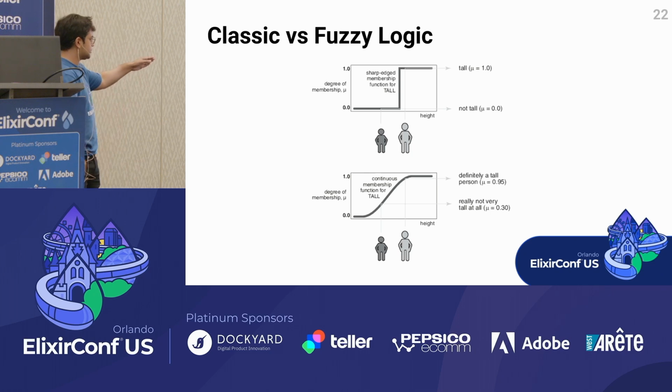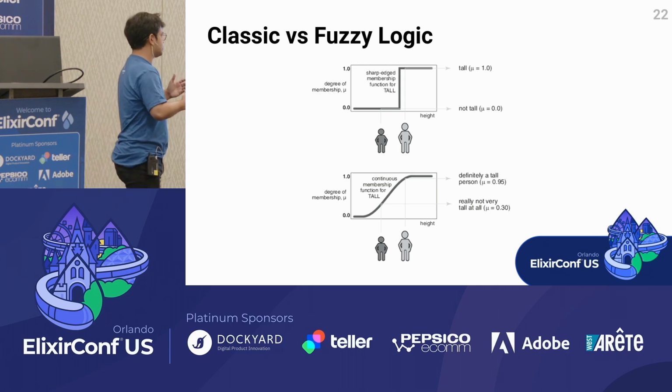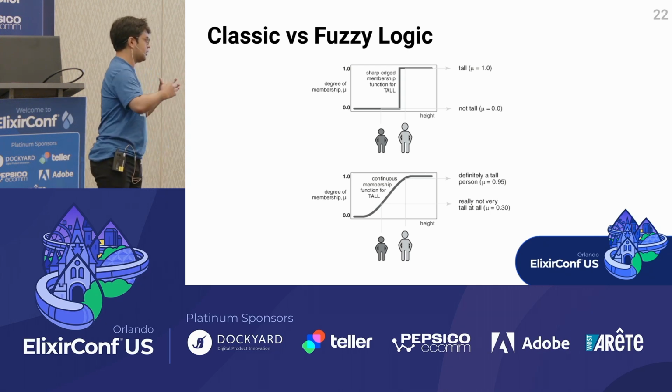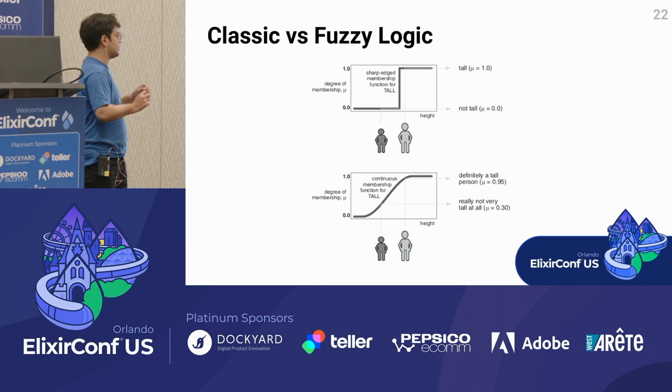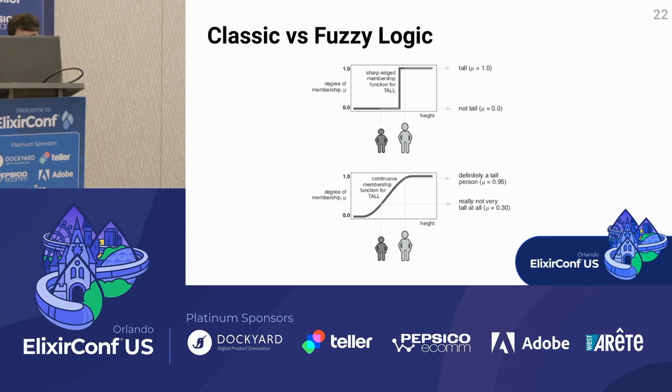But if we use a different membership function, like a sigmoid function, the logic improves and follows the way that humans think, because the same guy that is 2.05 will be mapped as a tall person, and the other guy that is shorter will also be mapped as a tall person, but with a lower degree of value. This makes more sense for us.